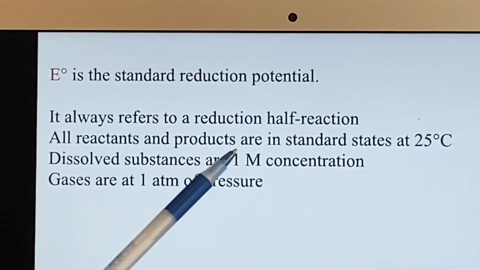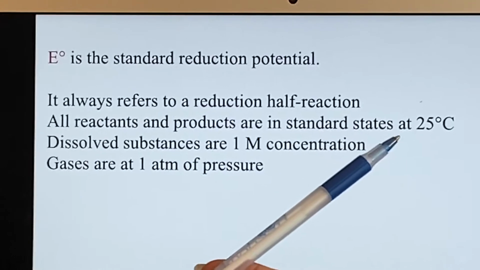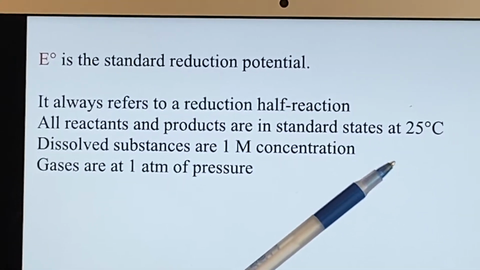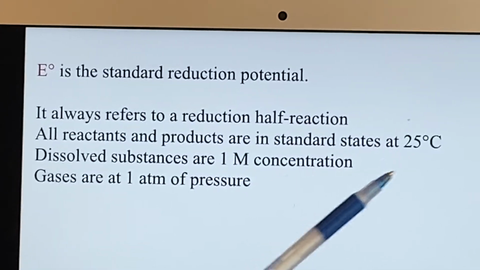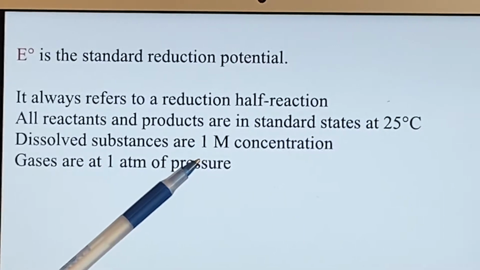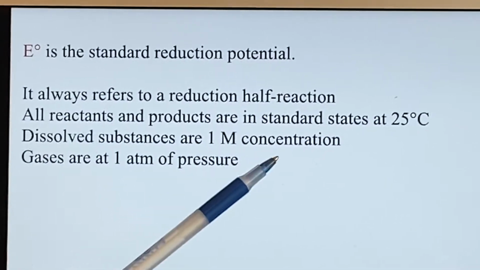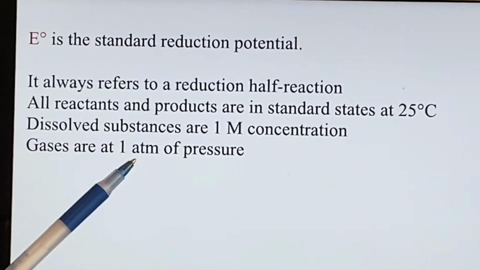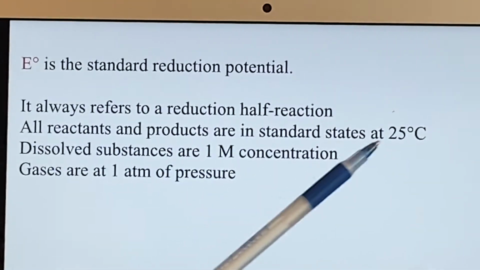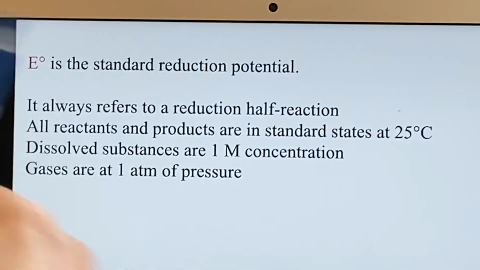The reactants and products should be in standard states at 25 degrees Celsius, because apparently electrochemical people really like to be in warm rooms. Dissolved substances, standard. Standard is 1 molar concentration. Gases at 1 atmosphere of pressure, again, standard. So these are all referring to if we were doing the measurements in these conditions.